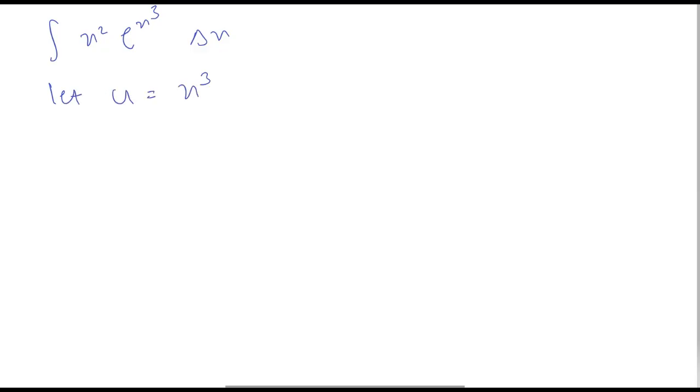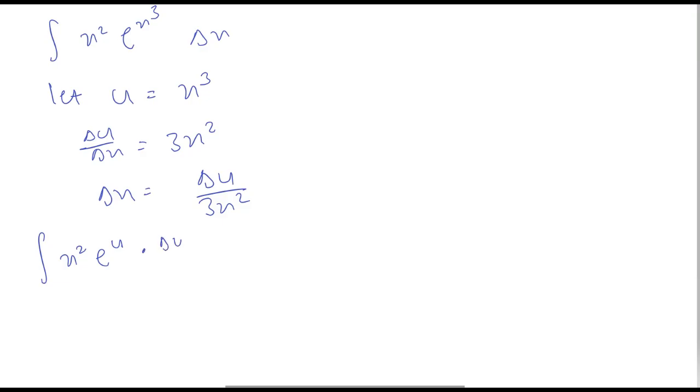Now, because u is equal to x to the power of 3, we'll find the derivative du dx, and that's going to give us what? 3x squared. So now make dx the subject of the formula: dx equals du over 3x squared. So we substitute it now. So we have x squared e raised to the power of u, because u is equal to what? x cubed. Then we'll have multiplied by du over 3x squared.